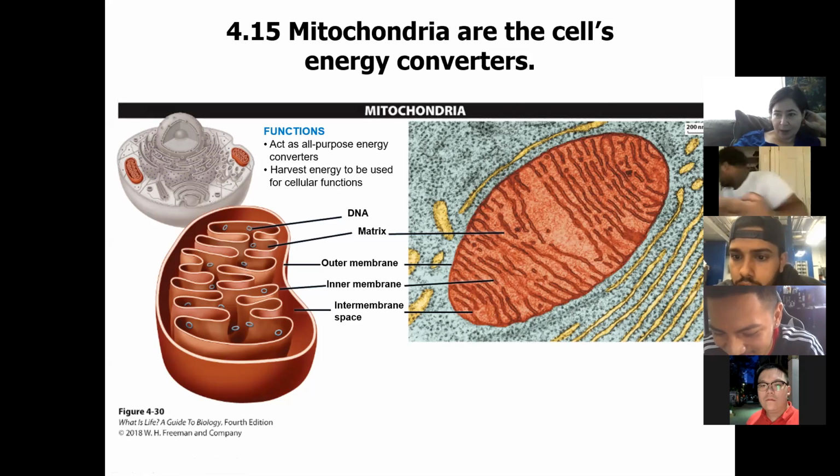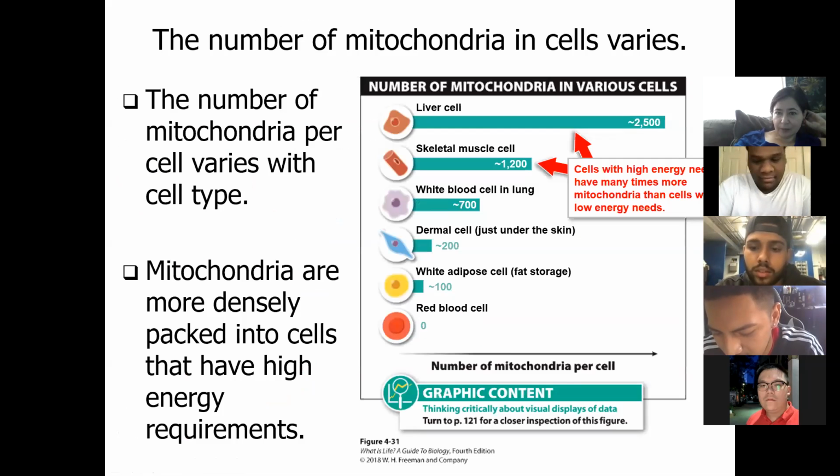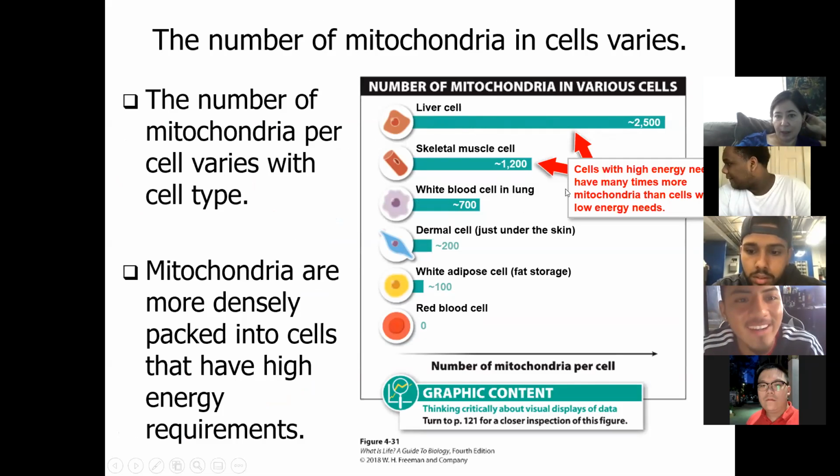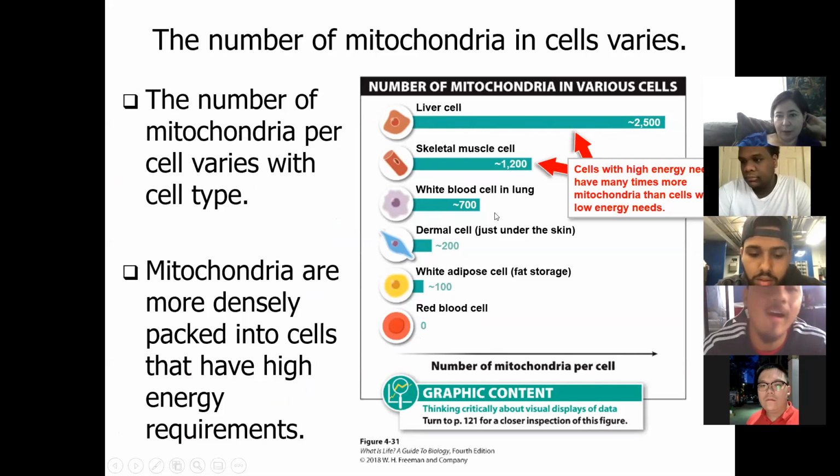The more active the cells, the more mitochondria they have. Liver cells are very metabolically active, as are skeletal muscles, white blood cells, and cells in the skin, right? So different levels of energy.